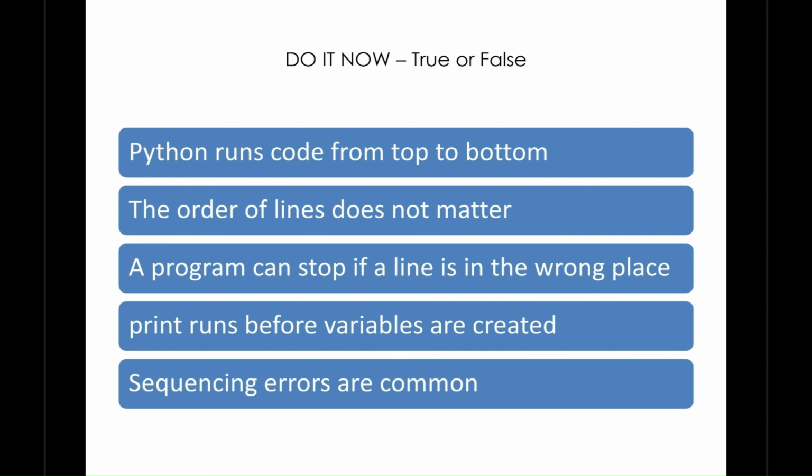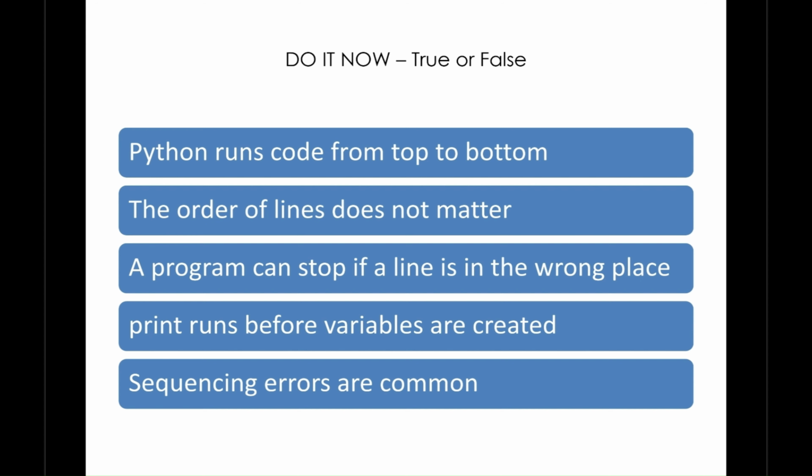Do it now, true or false? Make sure you pause the video and give yourselves a chance to answer true or false for these questions. Number 1, Python runs code from top to bottom. Number 2, the order of lines does not matter. Number 3, a program can stop if a line is in the wrong place. Number 4, print runs before variables are created. And number 5, sequencing errors are common. Pause the video, get some answers together, and we'll go through them shortly.